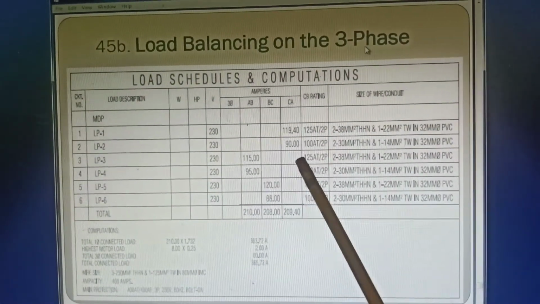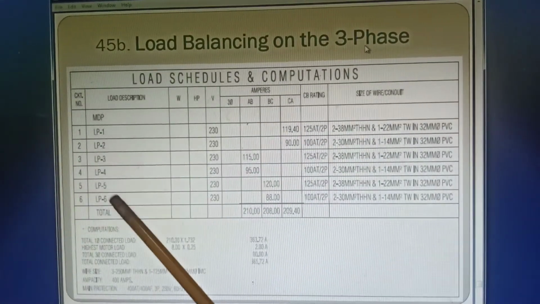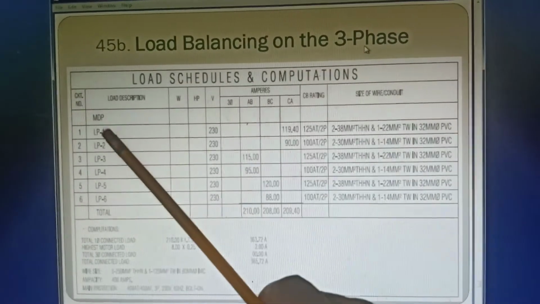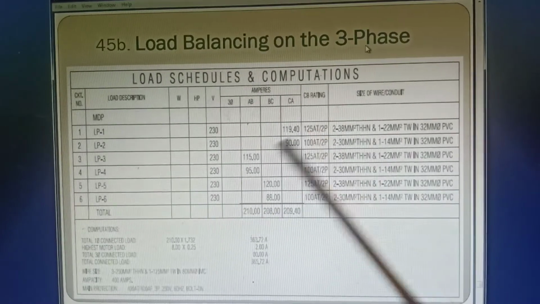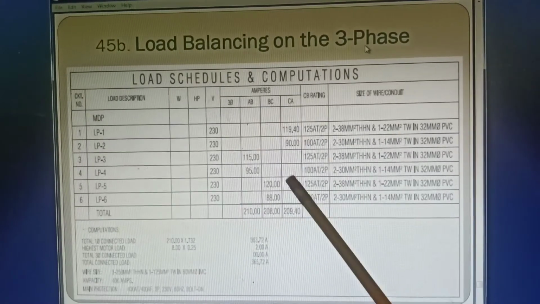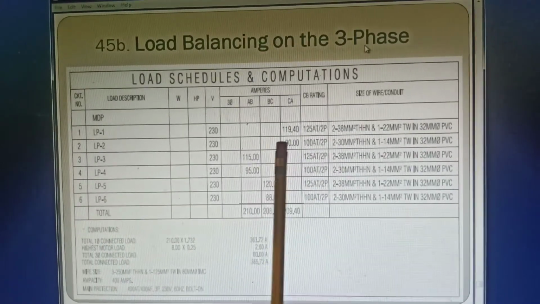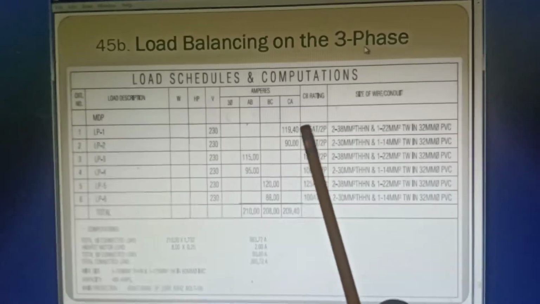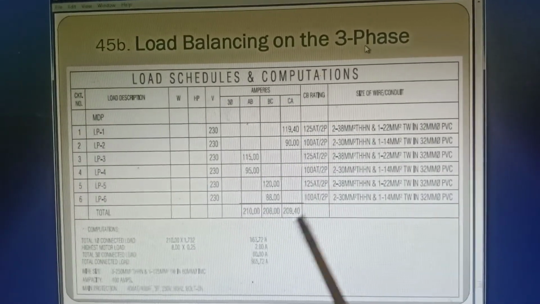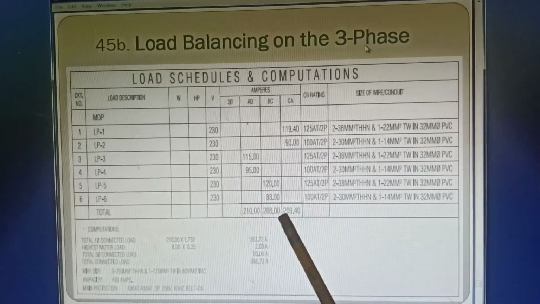So here we see a 3-phase load schedule, and in our example we have 6 panels, LP1, LP2, LP3, 4, 5, 6. LP1 and 2 are connected to phase CA, and LP3 and 4 are connected to phase AB, and LP5 and 6 are connected to phase BC. We have to make the arrangements as much as possible so that the total currents of each phase will be almost the same or very close, or the difference among the 3 would be the smallest.